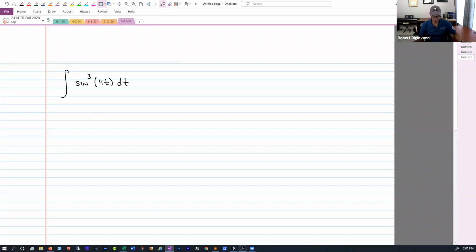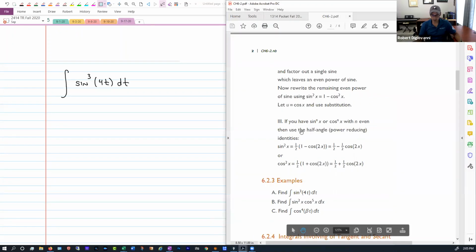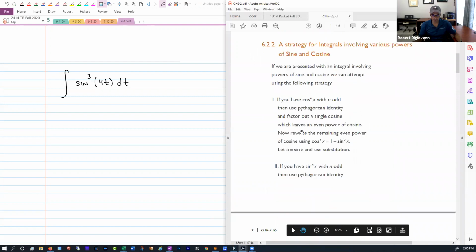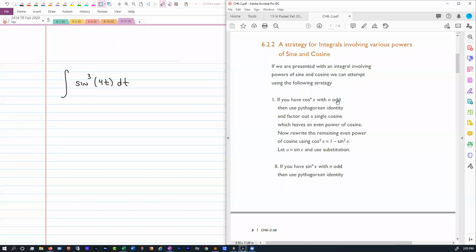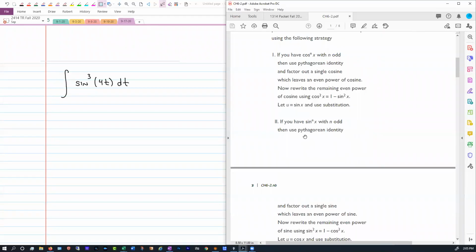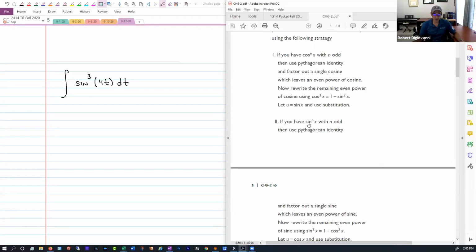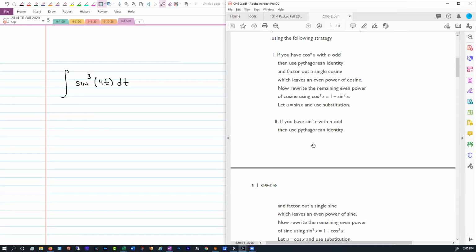What is the procedure? If we have a trig integral, well, let's read through it. If you have cosine to the n, with n being odd, do we have that? Do we have a cosine? We don't, no. So we're just going to skip one. Let's go to part 2. If you have sine to the n with n being odd, do we have that? Do we have sine raised to a power? That power is odd. Yes. So we're going to be doing 2 here.